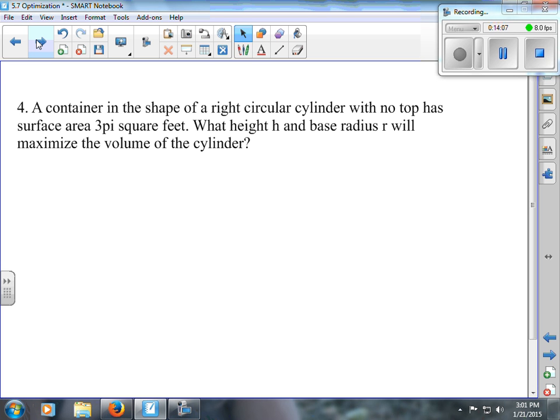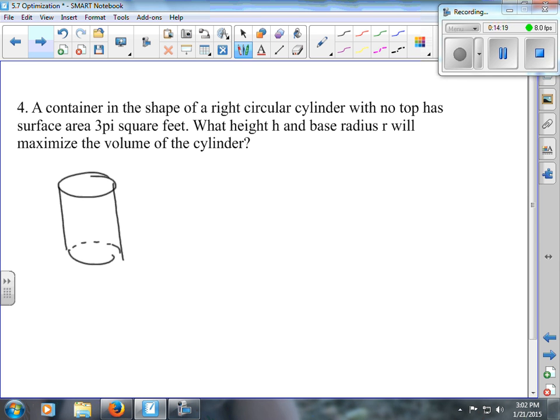All right, we've got, I think, 2 more examples. In this example, I have another container. This container is not rectangular. It is a right circular cylinder. So I'm going to draw myself. Right just means it's not tilting anywhere, perfectly straight up and down. Again, this one has no top, so we can throw stuff in there. It has a surface area of 3 pi square feet. What height h and base radius r will maximize the volume?